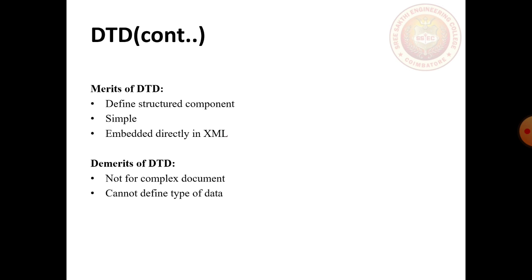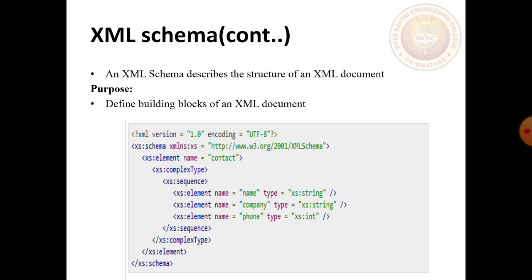Merits of DTD: defined structure components, simple, embedded directly into the XML. The disadvantage is that for complex documents, it cannot define what types of data can be used. Next, XML schema. It describes the structure of an XML document. It can be represented by using the keyword xs colon. It has schema, element, complex type, sequence and so on.